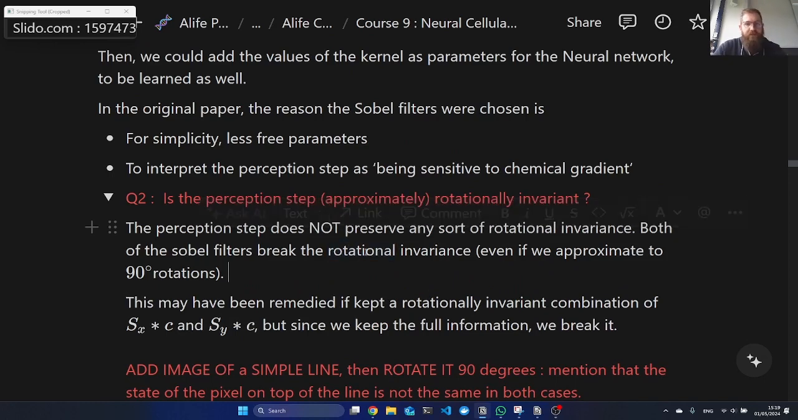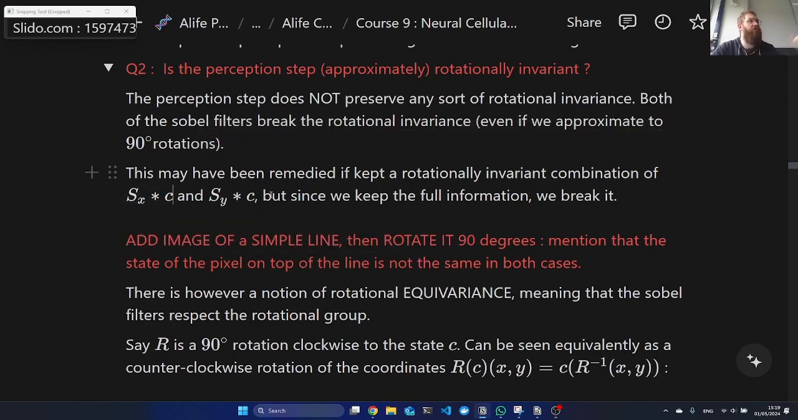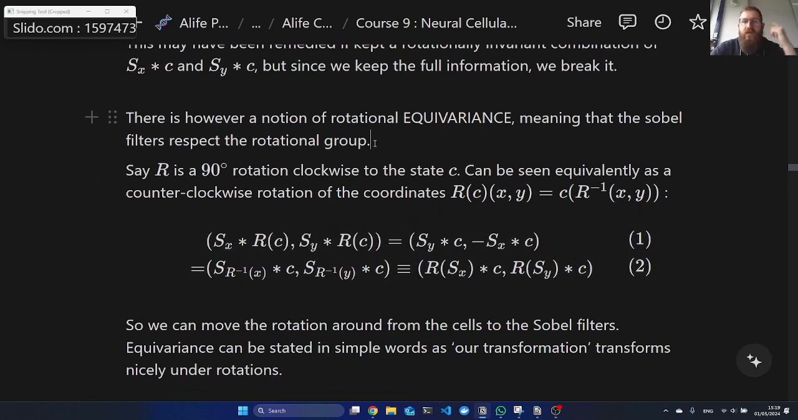Yeah, so they break it because we keep the information, but of course you could have kept it rotationally invariant if you took a proper combination of the two, and this is what you suggested. So if we square these results and add them, we get something which is rotationally invariant. But even though we are not rotationally invariant, we are rotationally equivariant. Okay, that's a word that you know if you study a bit of group theory.